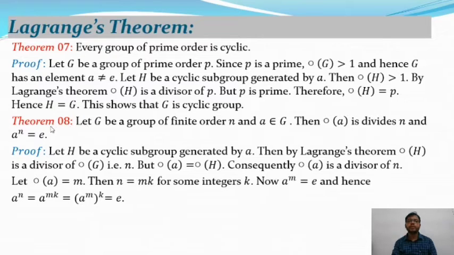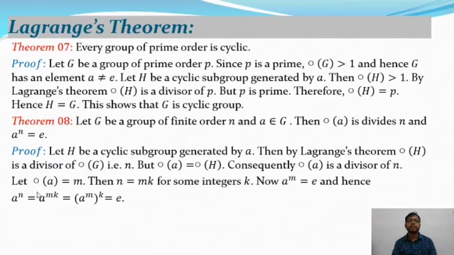And after that we will take one more theorem on Lagrange's theorem. Let G be a group of finite order n and a be an element in G, then order of a divides n and a to the power n is equal to e. So here is the proof of the above theorem. Let H be the cyclic subgroup generated by a, and then by Lagrange's theorem order of H is a divisor of order of G, that means n. So you know that order of G is equal to n, but order of a is equal to order of H, so consequently order of a is a divisor of n.